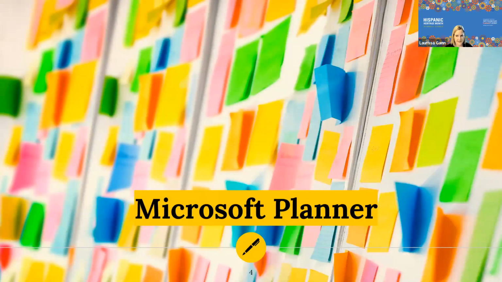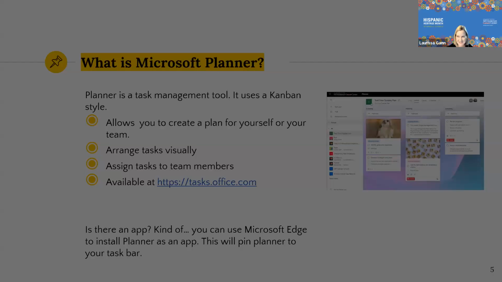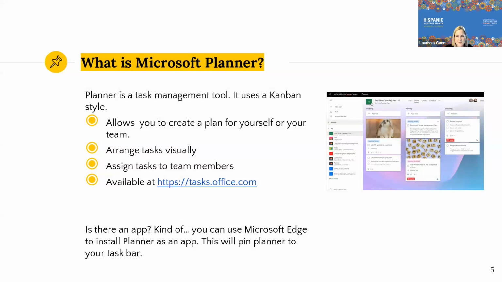So let's dive right in to Microsoft Planner. This slide is kind of busy. I guess I should have picked a different image, but it's pretty. So what is Microsoft Planner? It's a task management tool, and it uses a Kanban style for organizing things. And we'll look at what that means. It allows you to create a plan for yourself. It could just be for you, or it could be for your team. You can arrange your tasks visually, and you can assign tasks to team members. It's available right now. You can use it if you haven't already.